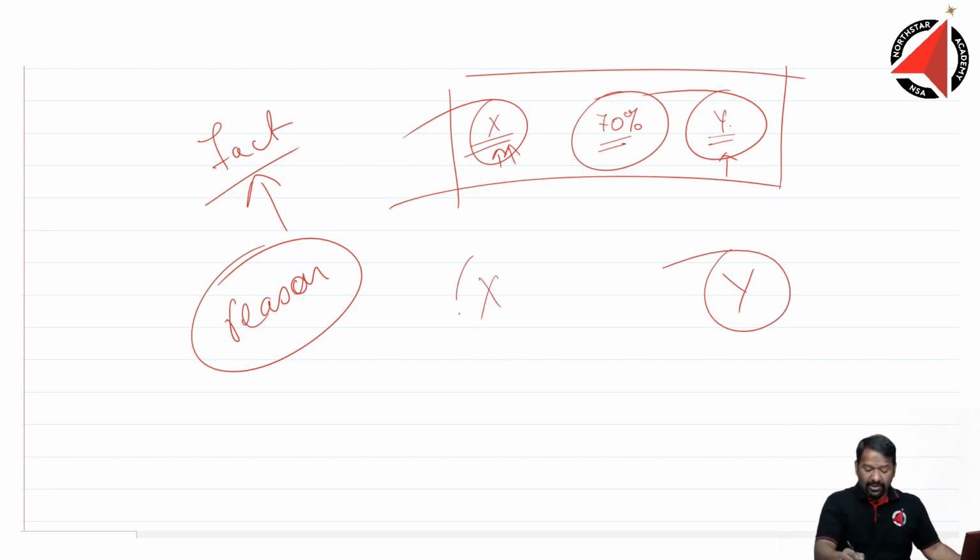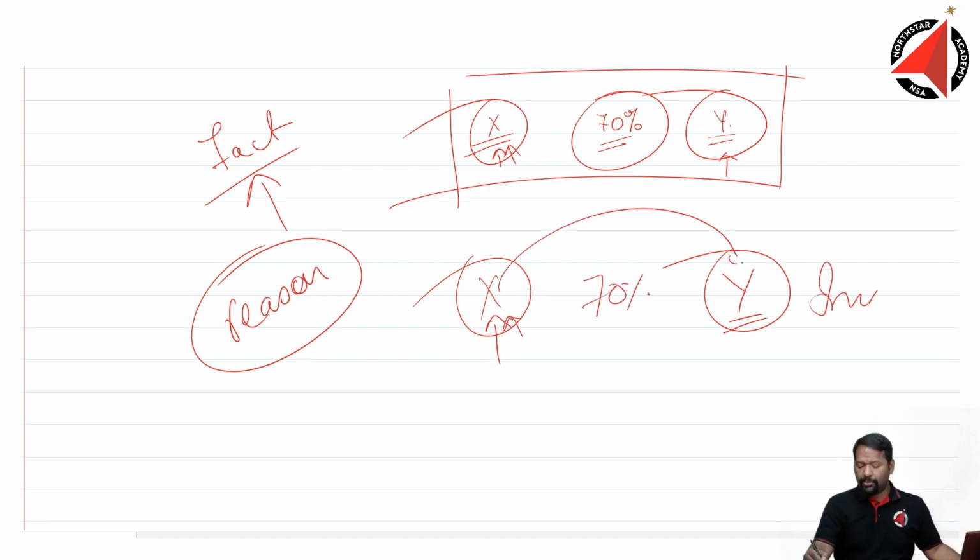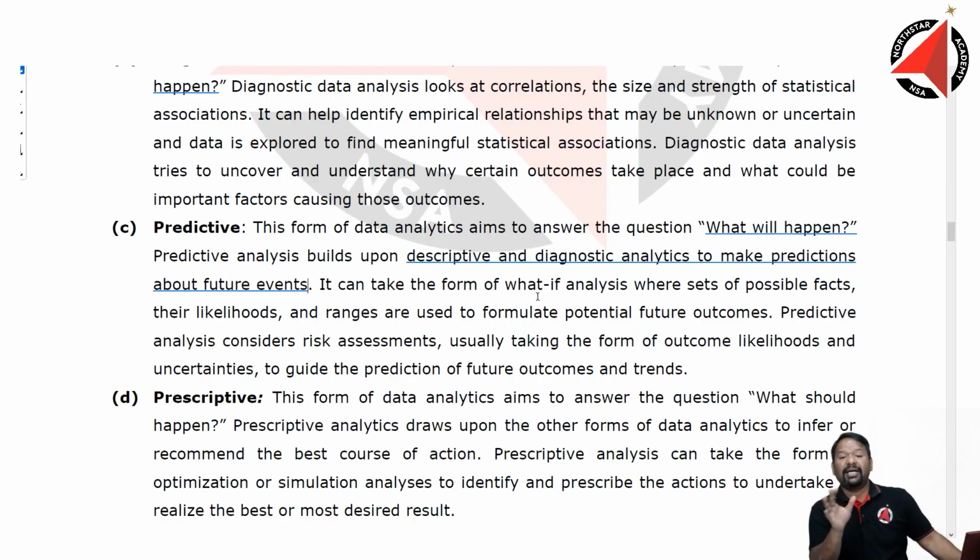Alright, so if I am trying to increase the sales of X, I must also push the inventory of Y, because I have understood that 70% of the people who buy X also buy Y. So Y's demand will also increase when I push the marketing and sales for X. Who told me? Predictive. So I'm planning for the future.